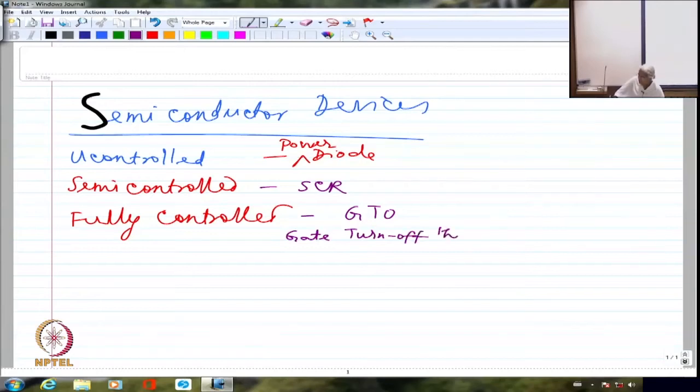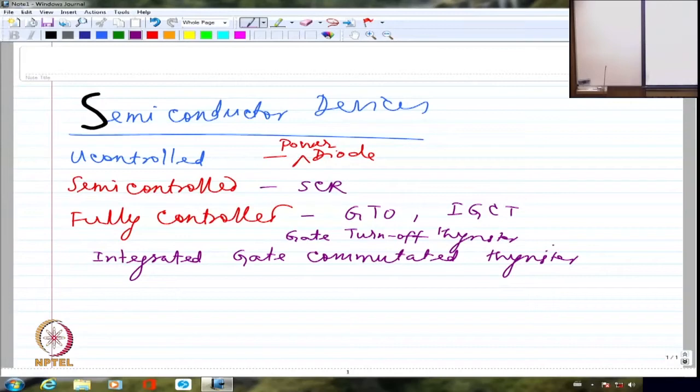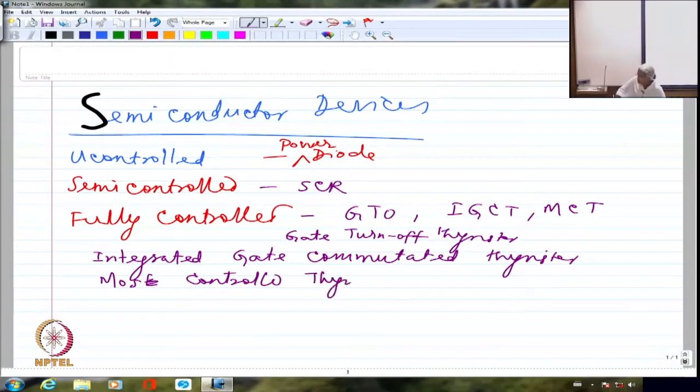Then there is one more called IGCT, that is integrated gate commutated thyristor. These two belong to the thyristor family, yet they can be controlled during turn on as well as turn off. There is one more called MCT, which has not become very popular, so it is almost extinct. MCT is MOS controlled thyristor, that is metal oxide semiconductor controlled thyristor. So these are the three types of thyristor devices which come under the category of fully controlled devices.